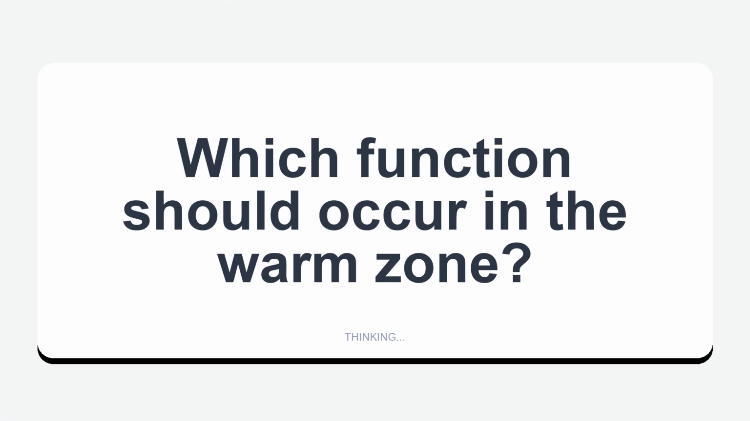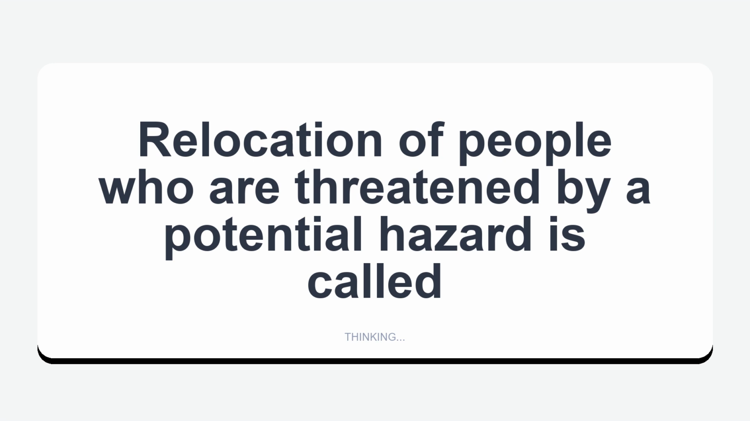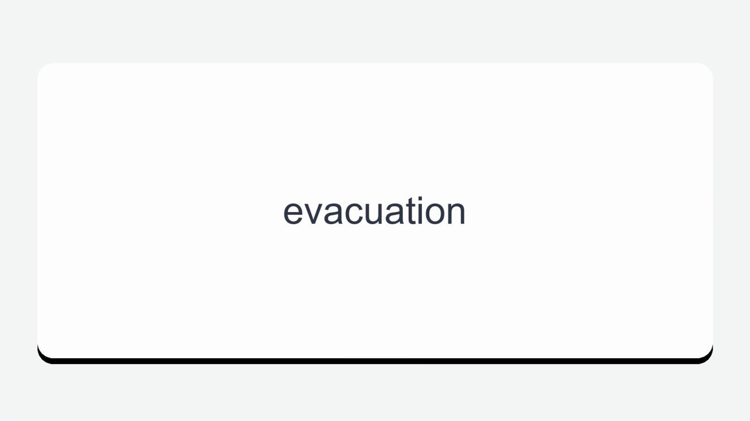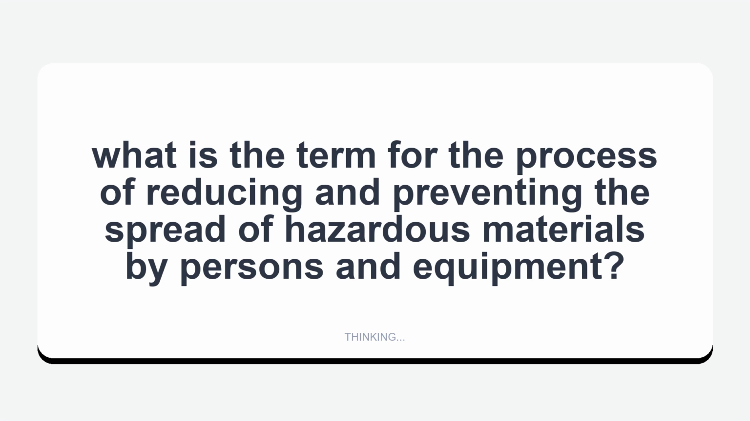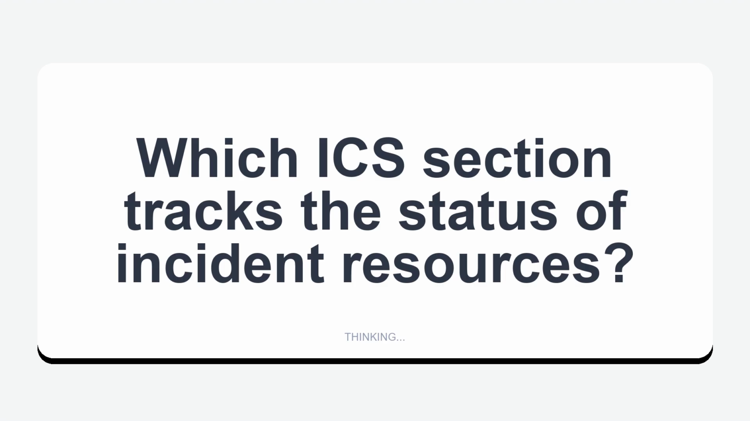Which function should occur in the warm zone? Decontamination corridor. Relocation of people who are threatened by a potential hazard is called evacuation. What is the term for the process of reducing and preventing the spread of hazardous materials by persons and equipment? Decontamination. Which ICS section tracks the status of incident resources? Planning.